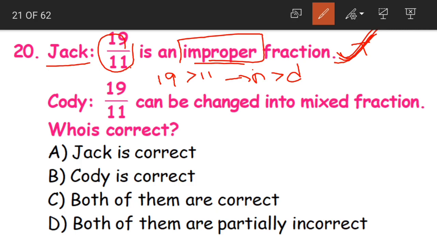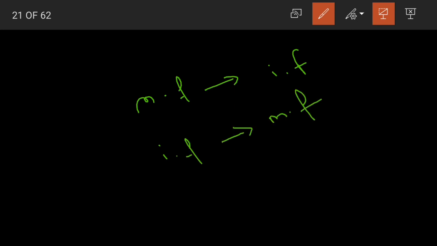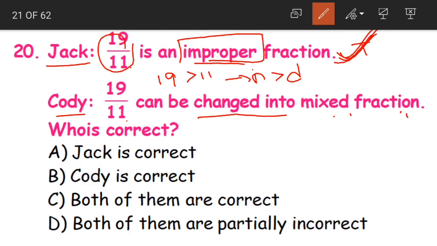Now let us look at Cody's statement. 19 by 11 can be changed into a mixed fraction. As we all know, children, what do we know? A given mixed fraction can be changed into an improper fraction, and also a given improper fraction can be converted into a mixed fraction. So here we have 19 by 11, which is an improper fraction. It can be changed into a mixed fraction. Is it correct or not?